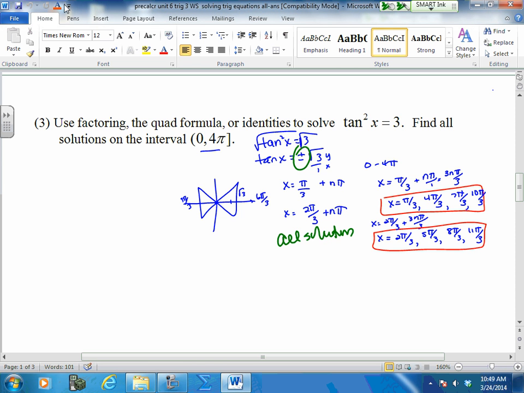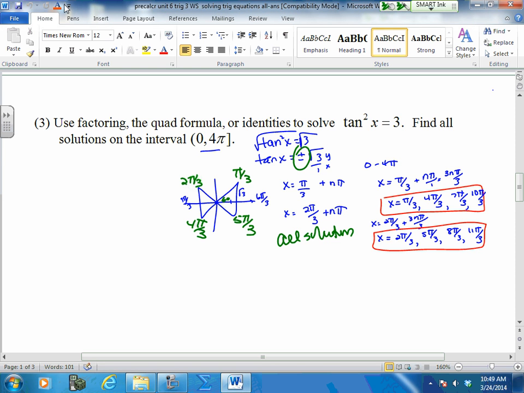So if you wanted to, you can even work these in degrees if you struggle with your radians, but I would like you to see them in radians. So we know that this is y over x. This guy is a 60-degree reference angle. So this is pi over 3. This is 2 pi over 3. This is 4 pi over 3. This is 5 pi over 3.